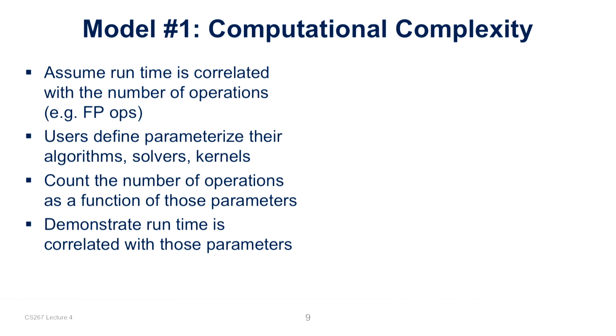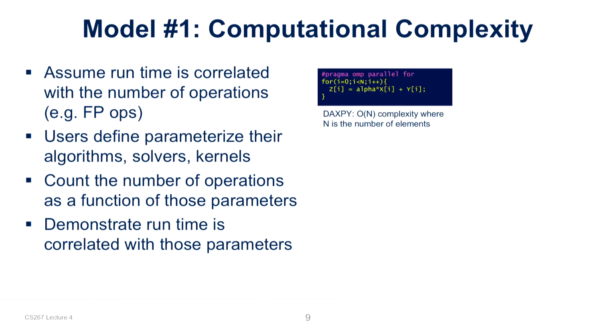So if we're just going to use computational complexity, we're assuming that the running time is correlated with the number of operations that you do, the number of arithmetic operations in particular, the floating point operations. The users are going to define their algorithms in terms of smaller kernels that have a lot of these arithmetic operations in them, and you can count them pretty easily in terms of some parameters such as the problem size, the dimension of the matrix, and how many floating point operations there are in terms of the dimension of the matrix. Then we'll get the running time based on a formula that correlates with those parameters.